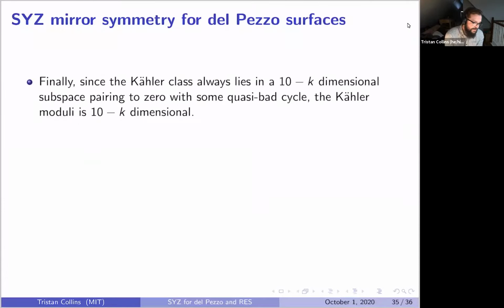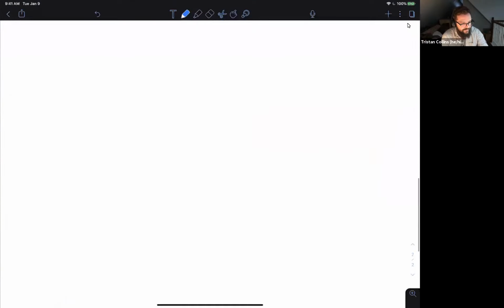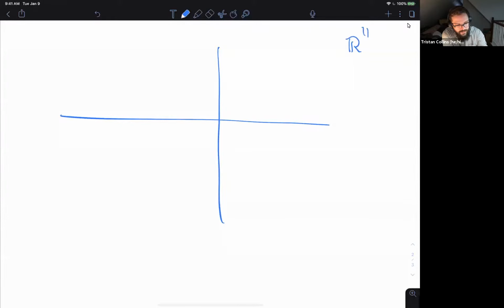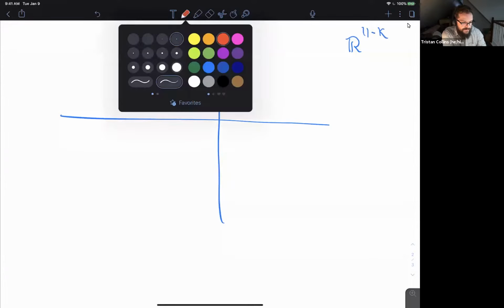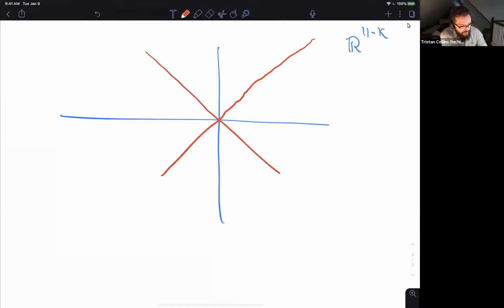So finally, let me talk about Hodge numbers. Since the Kähler classes always lie in a (10−k)-dimensional subspace pairing to 0 with some quasi-bad cycles, the Kähler moduli is (10−k)-dimensional. Let me draw a picture of what the Kähler moduli looks like. We have this (11−k)-dimensional space, which is H², so R^(11−k). And now there are lots of Kähler forms which lie in this space which do not have any special Lagrangian fibration. Having a special Lagrangian fibration means that you pair to 0 with some bad cycle, and that gives you countably many hyperplanes. So you get hyperplanes parametrized by Q.